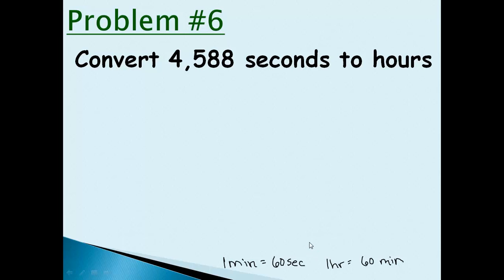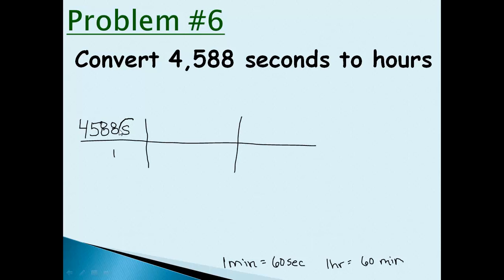This is going to be a 2-step problem, and these aren't really that much more difficult than 1-step problems if you approach them correctly. We write down what's given, 4,588 seconds. We're going to draw our t-chart. Again, this is always over 1. Now, since we have 2 conversions, we're going to draw 2 parts to our conversion factor.